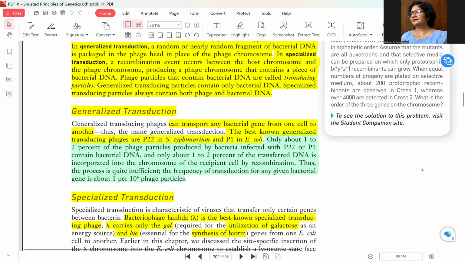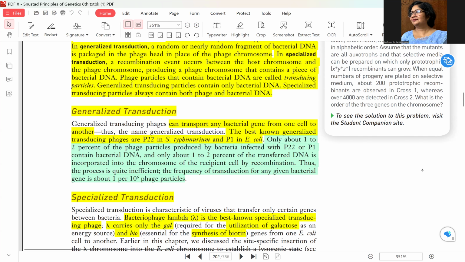In generalized transduction, the virus packages random copies of the bacterial DNA instead of viral DNA. So the virus head contains only bacterial DNA and no viral DNA. This is because when the virus tries to make copies of its DNA, the bacterial DNA also breaks down into smaller pieces. And when the virus packages the DNA into its head, it does not recognize that the DNA belongs to the bacterial cell and not to the virus itself, and accidentally packages the bacterial DNA into its head.